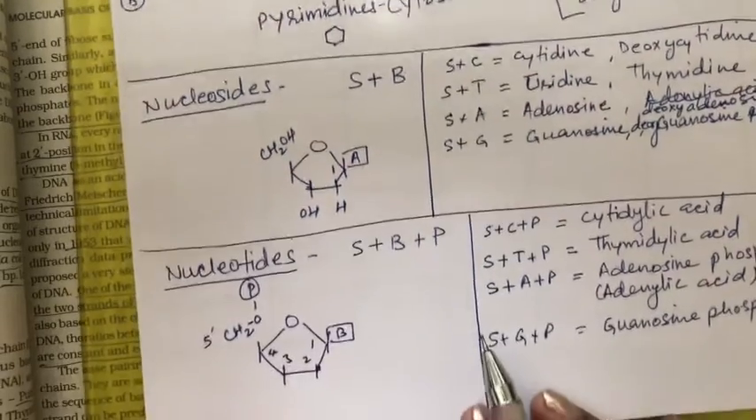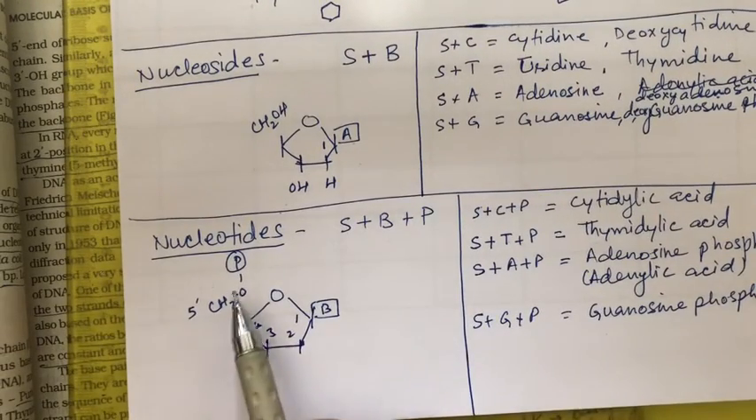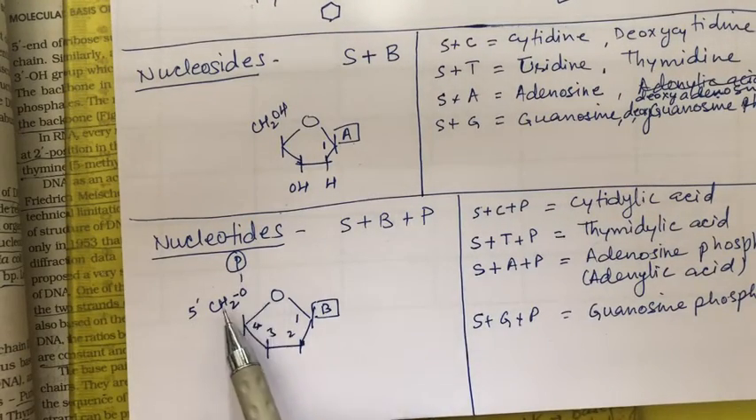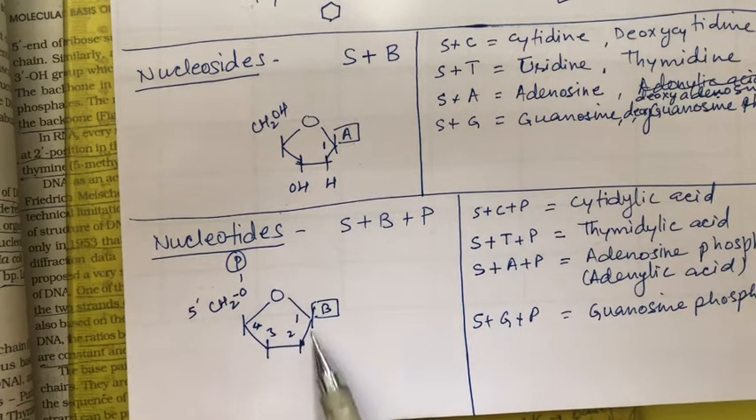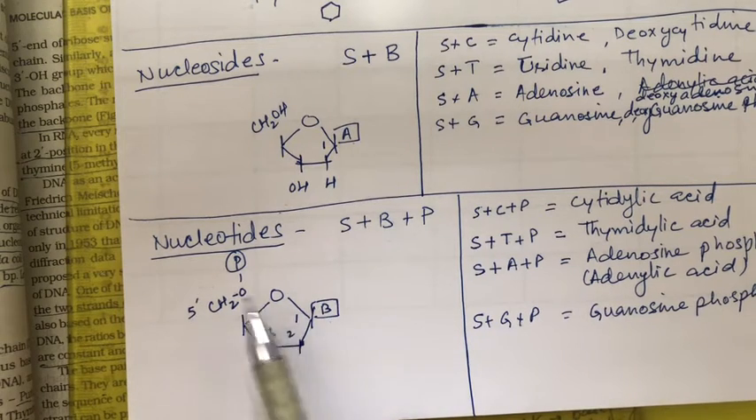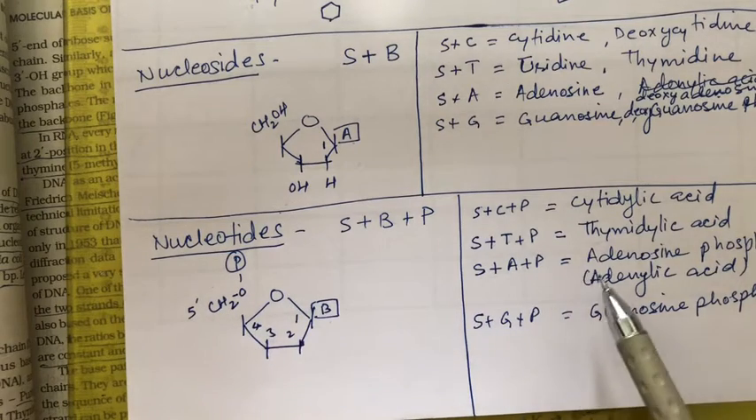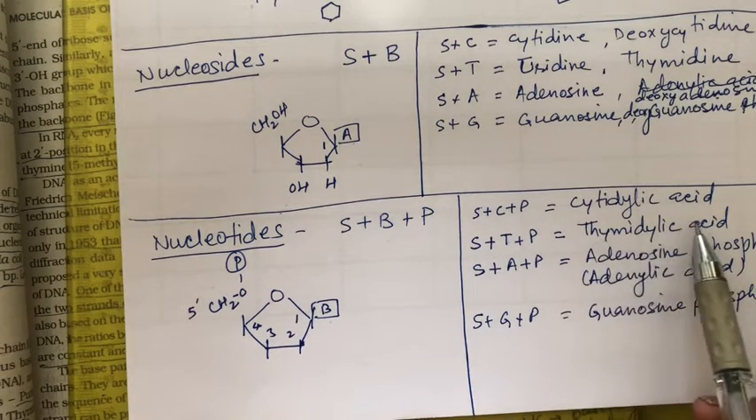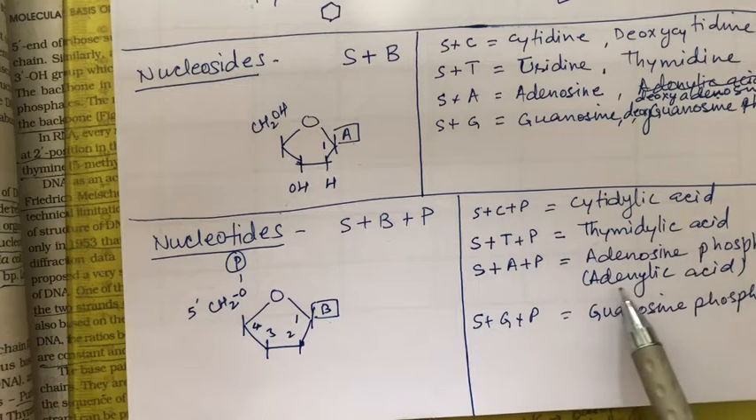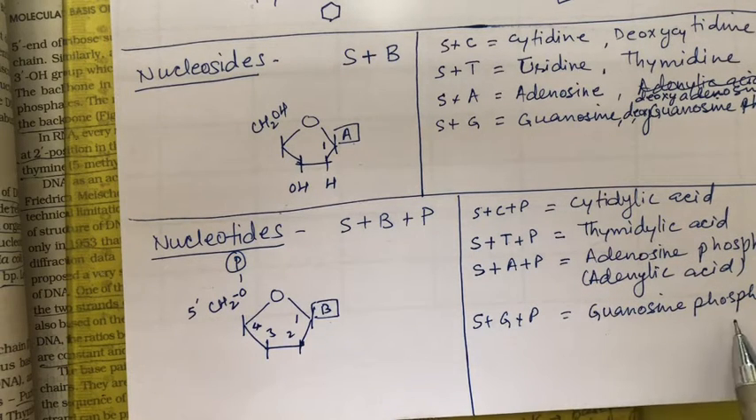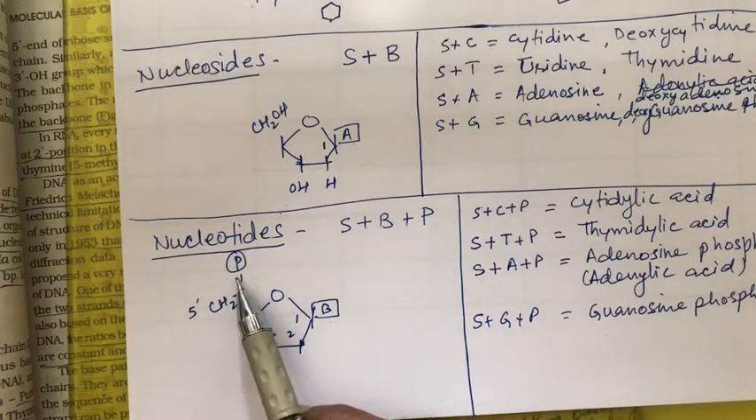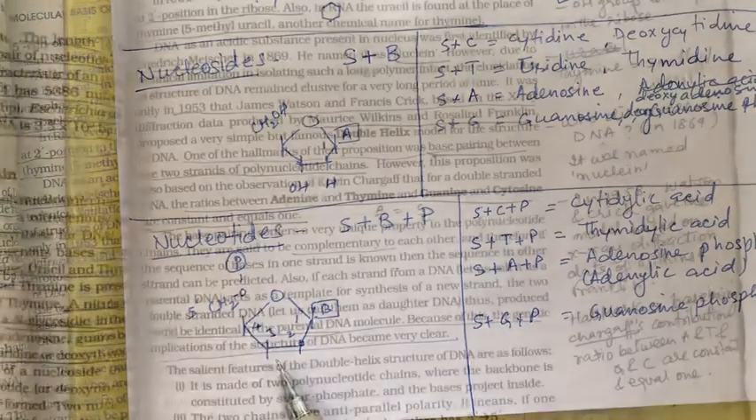If it is a nucleotide, then a phosphorus also gets added, and the first phosphorus adds at the fifth carbon. So there will be a sugar, deoxyribose sugar if it is DNA, a base at carbon number 1, and a phosphorus at the fifth carbon. And the names now will be cytidylic acid, thymidylic acid, adenylic acid, or we can say it is a phosphate, guanosine phosphate, because the phosphate group has been added, and this phosphate group makes it acidic.